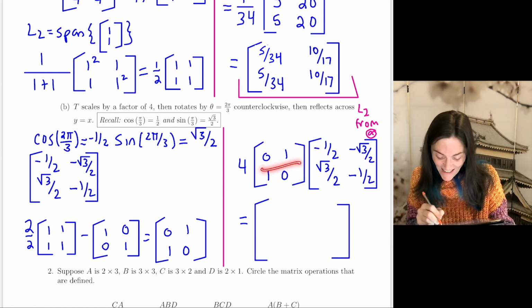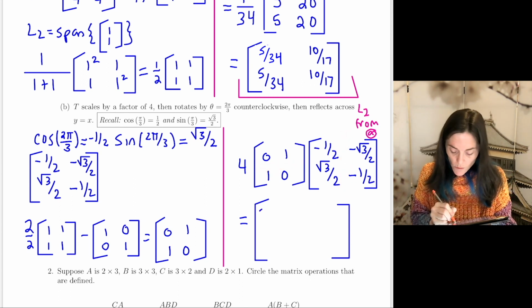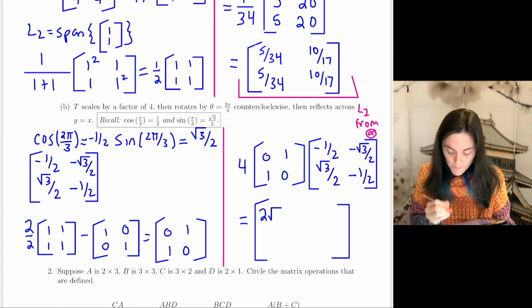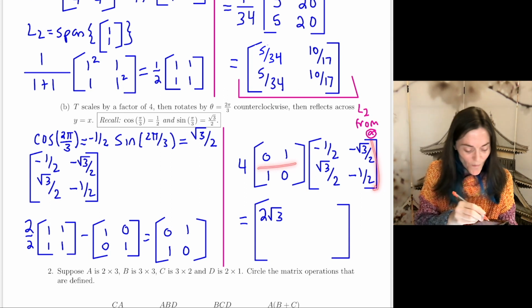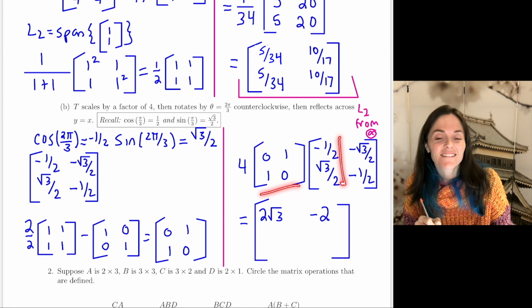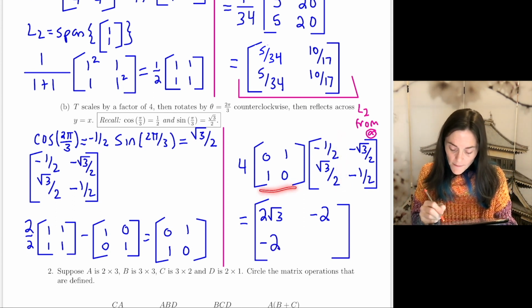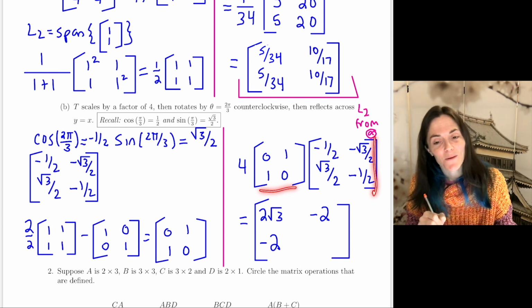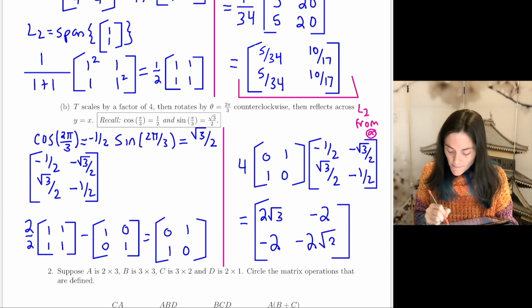So we get square root 3 over 2 times 4. This would be 2 times square root 3. And then here we get negative a half times 4. This is negative 2. Then here we have negative a half times 4. It's another negative 2. And finally, we have negative square root 3 over 2 times 4. This one's negative 2 square root 3. So this will be my final answer here.